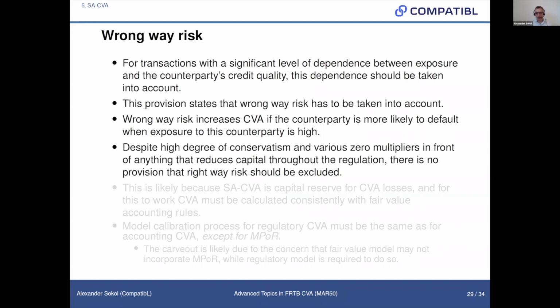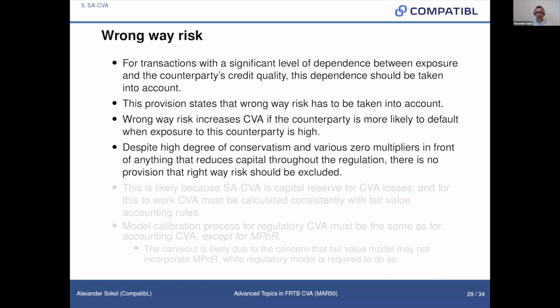Now, there was a surprising thing, and Chris, correct me if I'm missing some late clarification here, but it appears that in the document, despite the high degree of conservatism, the regulator has done a very good job squashing all of the terms in these quadratic forms that can potentially reduce capital. Every time you see a capital reduction, you then discover that there is some sort of zero multiplier that emerges and squashes your hope that capital will be reduced. However, right way risk seems to be allowed, right? In other words, you take into account wrong way risk, and you can also take into account right way risk.